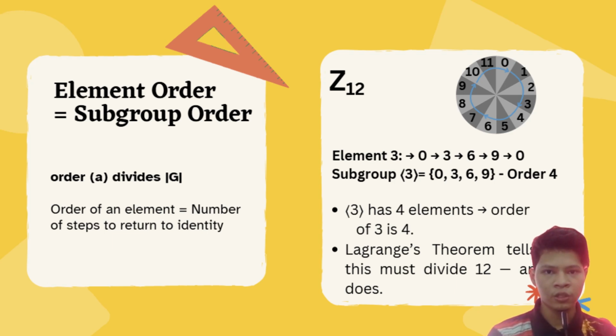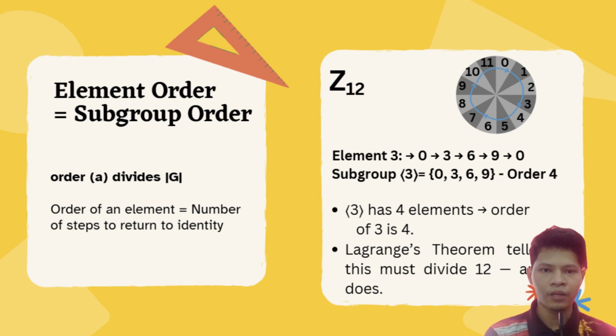We will use the group of integers from 0 to 11, with addition done in a circle. This is called mod 12. Now pick the element 3. If you keep adding 3, you get 0, 3, 6, and 9. That is a subgroup with 4 elements, and since 4 divides 12, it fits the rule perfectly. So the element 3 generates a cyclic subgroup of size 4.